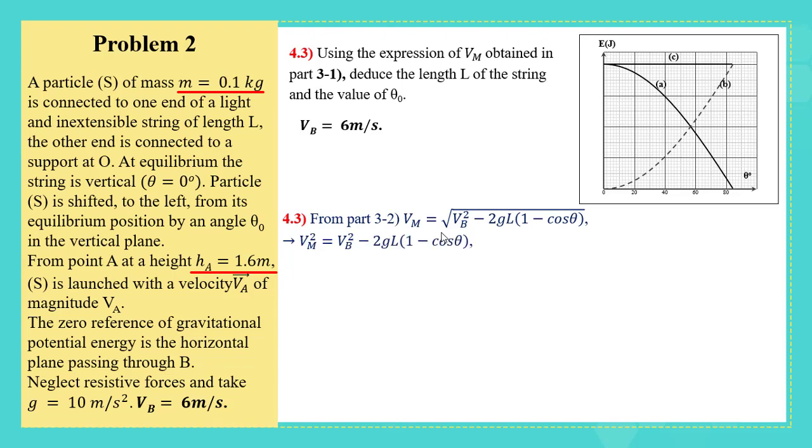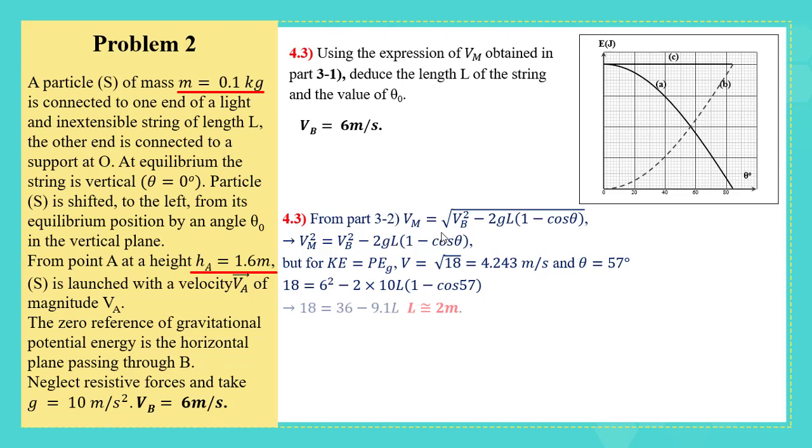If we square both sides, we get this expression, and considering the situation where kinetic energy equals potential energy, V equals radical 18 and theta equals 57, try to solve this equation, then L will be 2 meters approximately. At meantime, L is found.